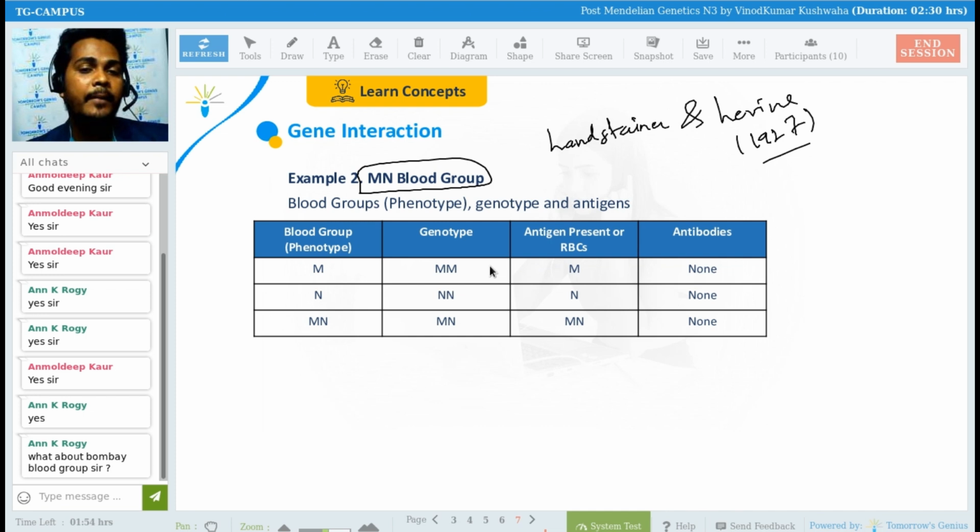In the MN blood group system, antigens M and N are present on the surface of RBCs, but antibodies are absent. That means in the MN blood group there are no antibodies. Can you see here? No antibodies. Only antigens are present, and that antigen can be either M, N or MN, right? Is this clear?